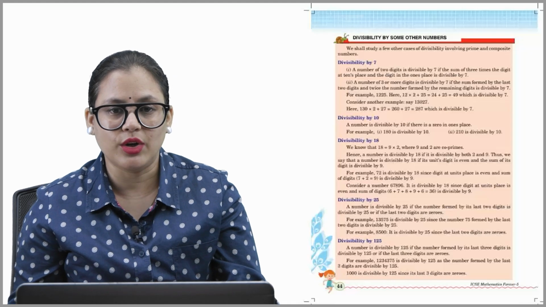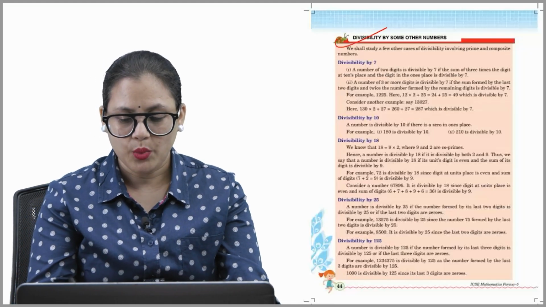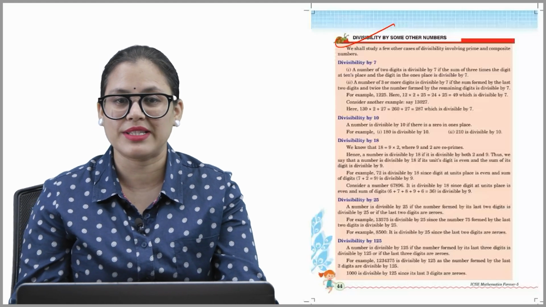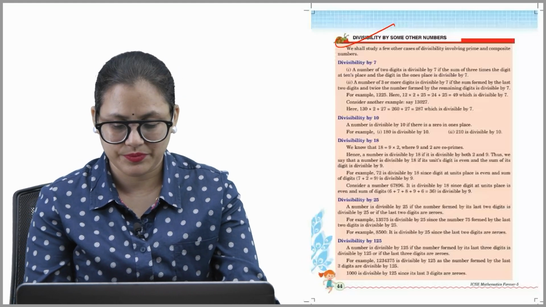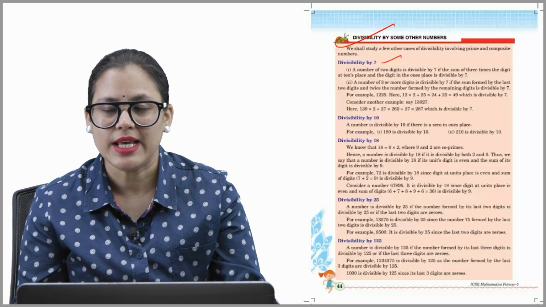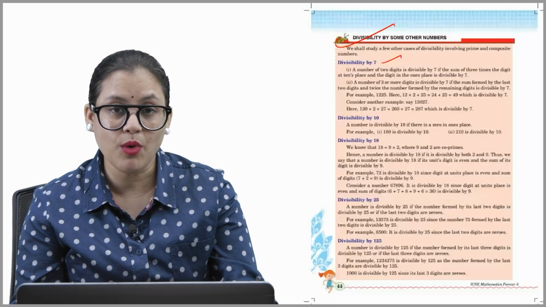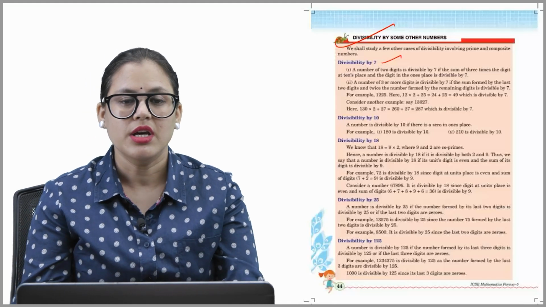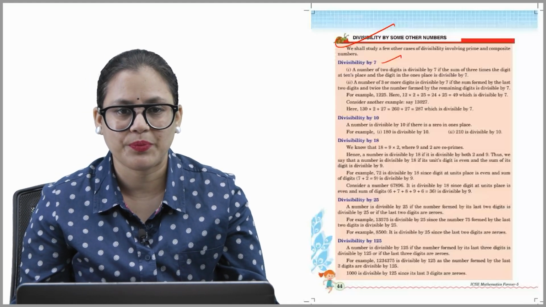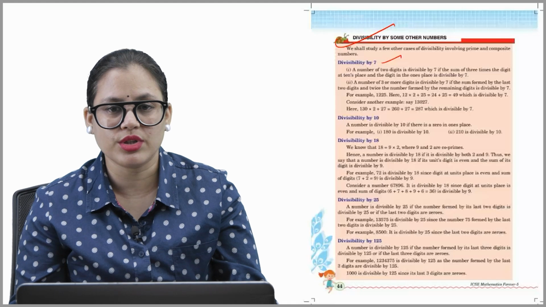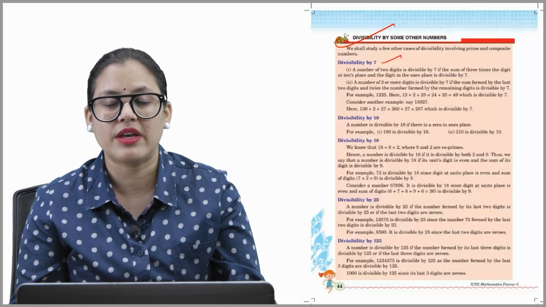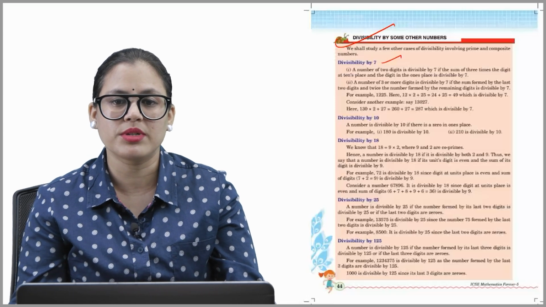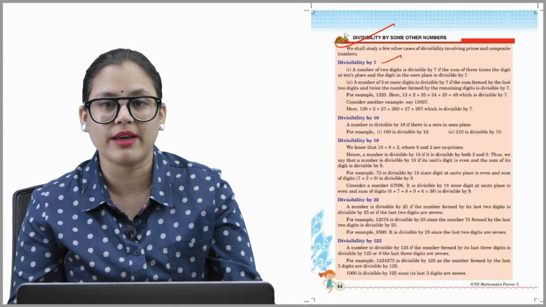Now, divisibility by some other numbers. We shall study a few other cases of divisibility involving prime and composite numbers. Divisibility by 7. Rule 1: A number of 2 digits is divisible by 7 if the sum of 3 times the digit at the 10's place and the digit in the 1's place is divisible by 7. Rule 2: A number of 3 or more digits is divisible by 7 if the sum formed by the last 2 digits and twice the number formed by the remaining digits is divisible by 7.